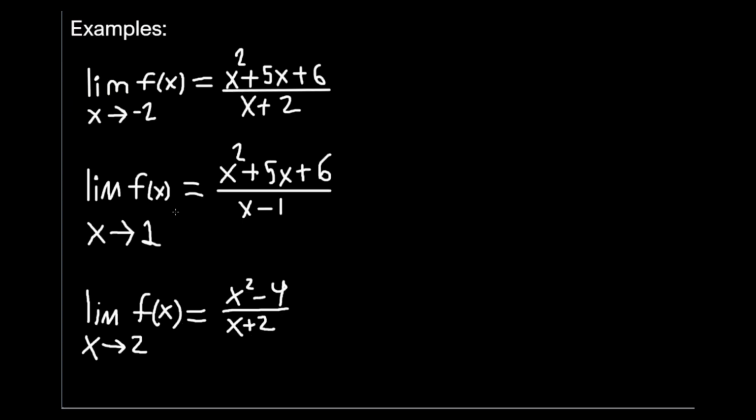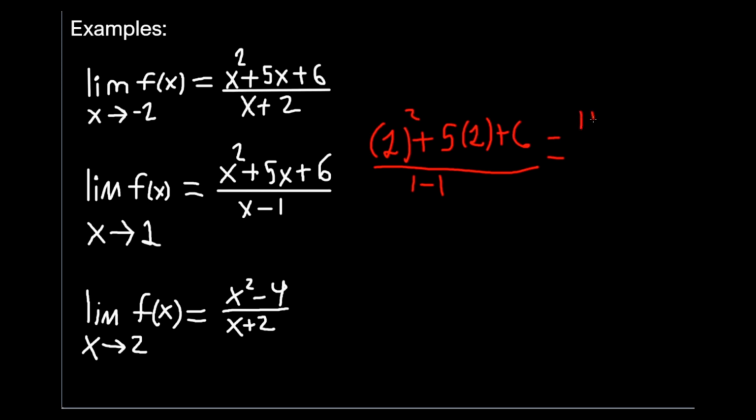Okay, so this one is different. This is the same problem, but we are putting it in terms of +1, with a -1 down here for our 0 over 0. First we're going to start again: 1 squared plus 5 times 1 plus 6 over 1 minus 1 is equal to 1 plus 5 plus 6, because 1 squared is just 1, over 0, which is 12 over 0.